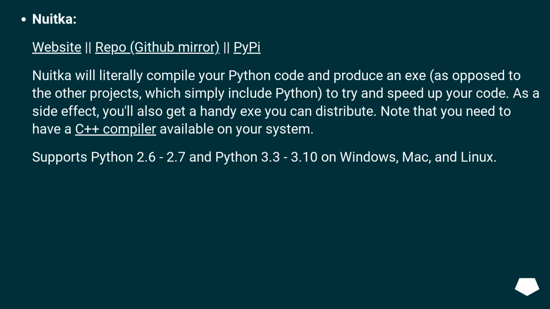Nootka. Website, repo, GitHub mirror, pippy. Nootka will literally compile your Python code and produce an exe, as opposed to the other projects, which simply include Python, to try and speed up your code. As a side effect, you'll also get a handy exe you can distribute. Note that you need to have a C++ compiler available on your system. Supports Python 2.6 to 2.7 and Python 3.3 to 3.10 on Windows, Mac, and Linux.